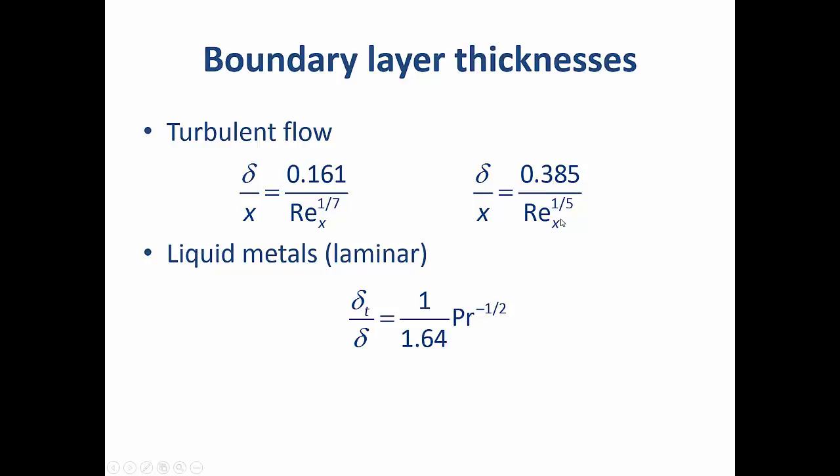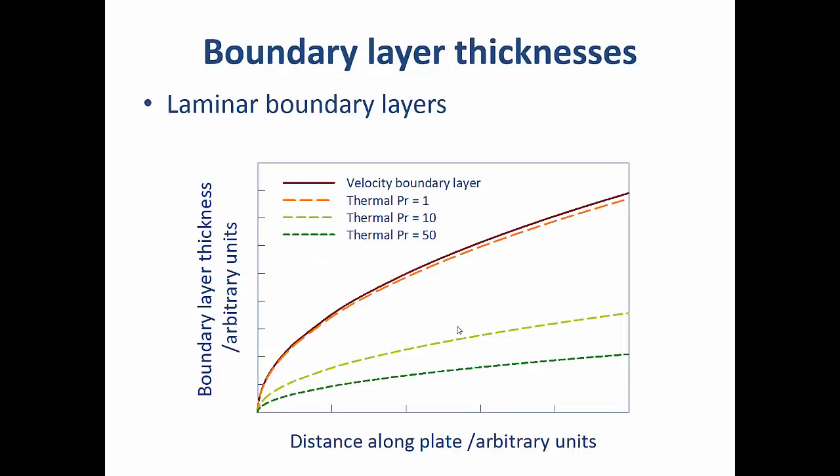There are different models that have been developed. And if we're looking at liquid metals under laminar flow conditions, then the thermal boundary layer thickness compared to the velocity boundary layer thickness equals 1 over 1.64 times the Prandtl number to minus a half. Or it's perhaps easier to appreciate if we now compare these results in graphical form.